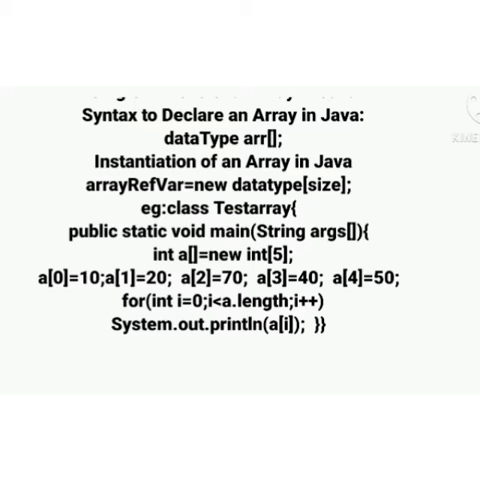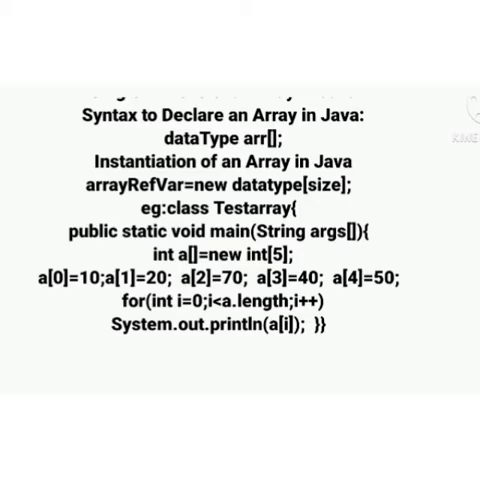A for loop has been taken. System.out.println(a[i]) means we are taking the values 10, 20, 70, 40, 50 of the array of size 5. So the indexes will be a[0], a[1], a[2], a[3], a[4]. So the output of this will be 10, 20, 70, 40, 50.